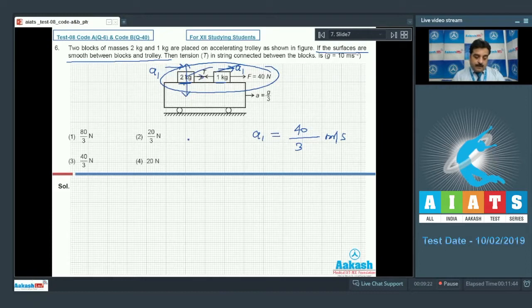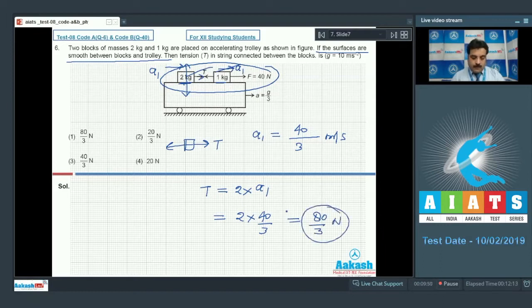And if I go for the tension, in the case of the 2 kg block, tension T will act on the right hand side and there is no force on the left hand side because there is no friction. So using the second law of motion, F equals ma, I will write T equals mass into acceleration, that was A1. When you place the value of A1, 40 by 3, you will get the tension as 80 by 3 Newton. So this is how you can solve. My option number 1 will be the right choice. So let's move on to question number 7.